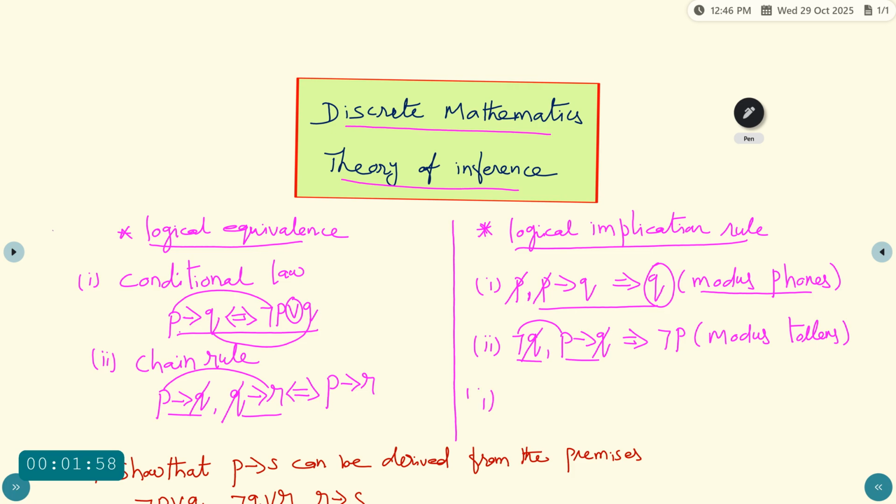The first one is rule P. Rule P is a given premise. Next, the second rule is rule T. So what is rule T? It is the derived part. A derived premise is rule T. Next, we will see a further example of derivation.